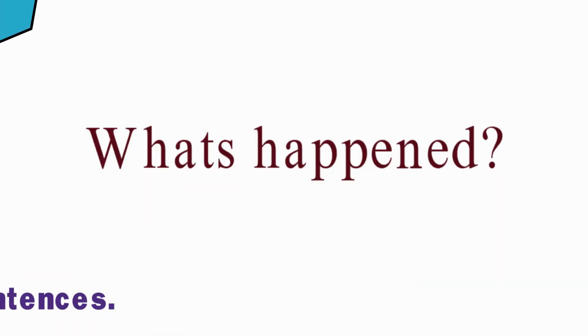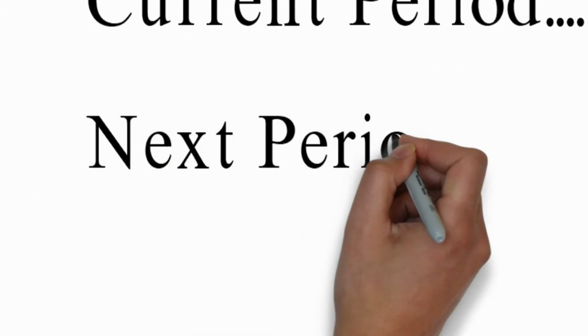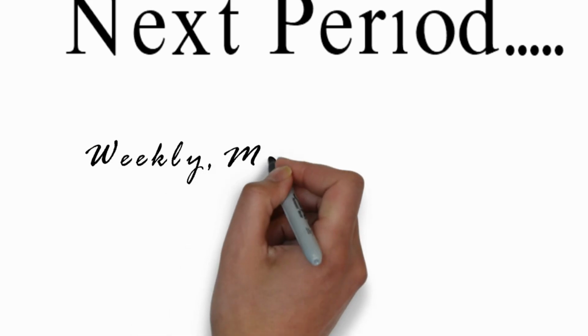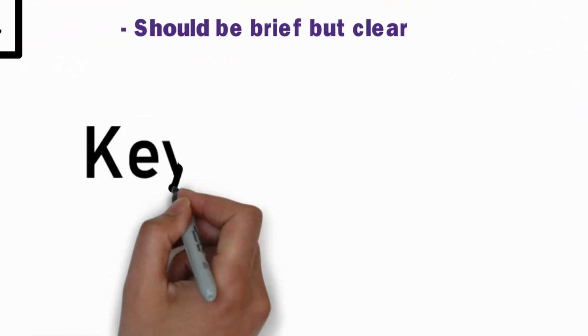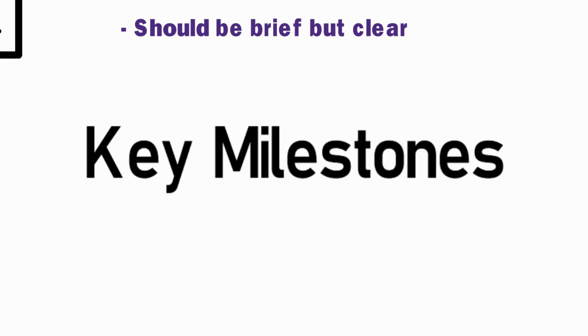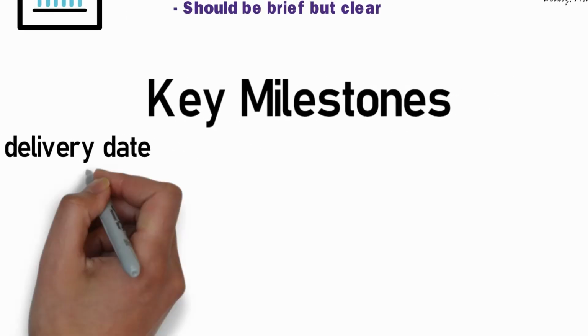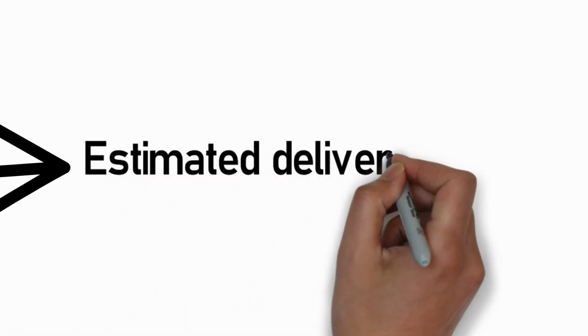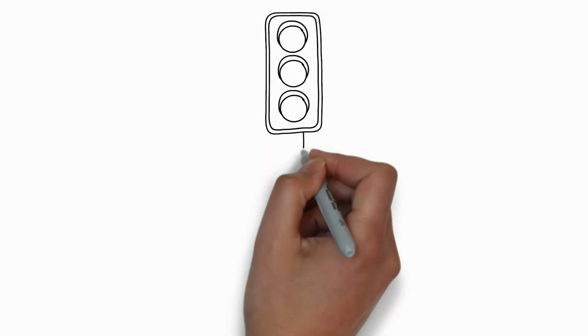It provides information on what's happened in the current period and what is going to happen in the next period. The period will depend on how frequently you're required to produce a report. That could be monthly, it could be weekly, or it could actually even be daily. You also track the key project milestones, when they were expected to be delivered, and the actual date or the estimated completion date. It should also include what is referred to as a traffic light.